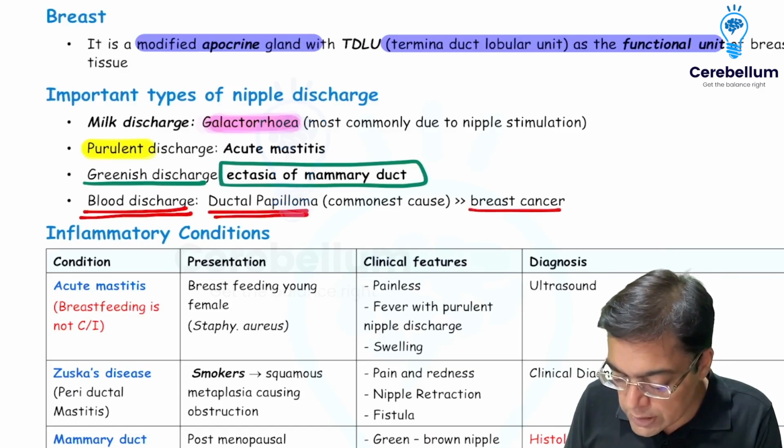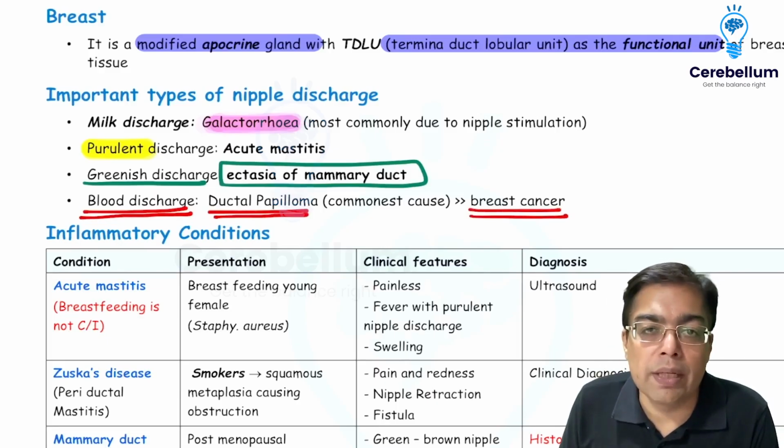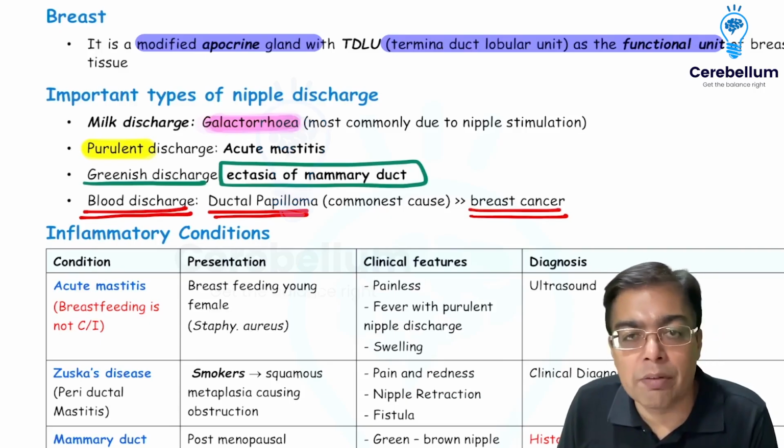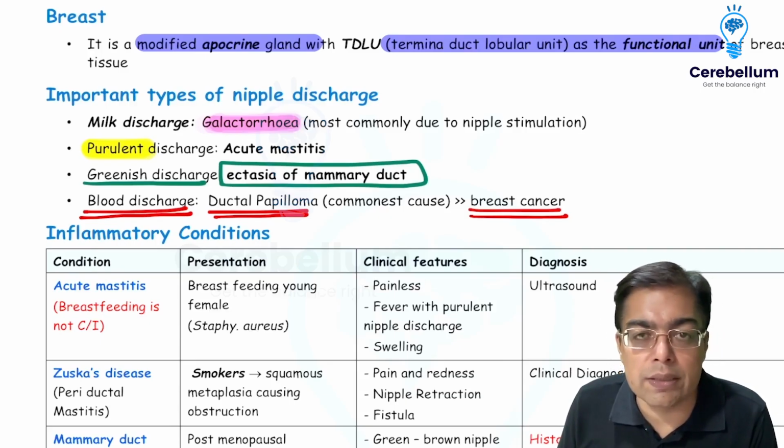Of course, the bloody discharge can also be seen slightly less commonly in case of patients who are going to be having breast cancer. So whenever questions are asked in the exam regarding bloody discharge, the ductal papilloma is a more common reason in comparison to breast cancer.